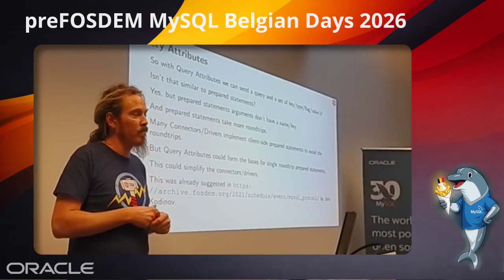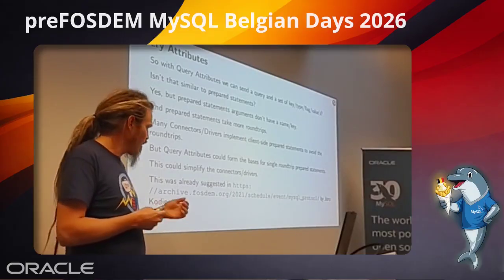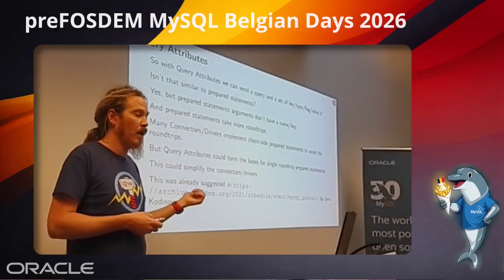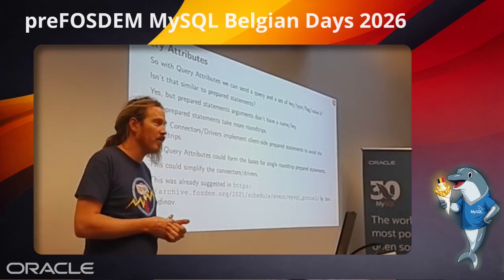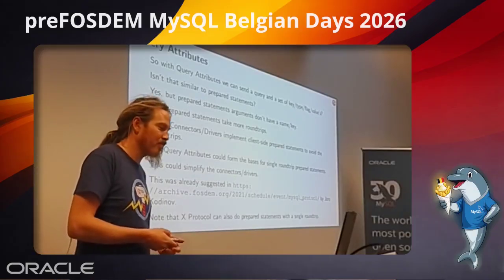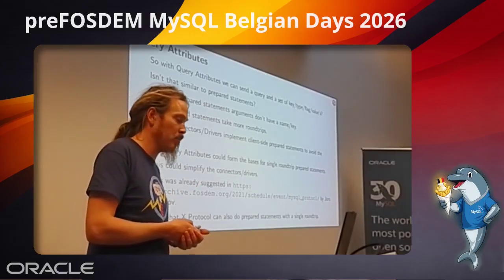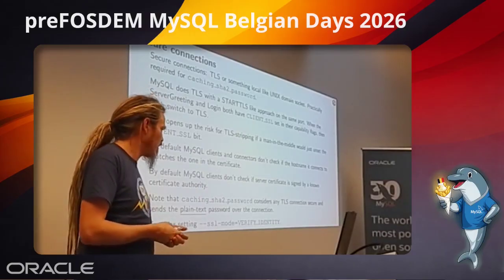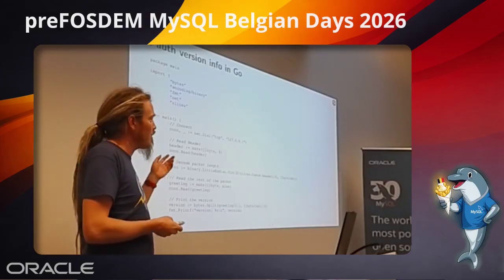once. With MySQL, you first need to send the statement, get back the ID of the query, and then in the next packet you send the ID of the prepared statement and the parameters, which isn't as efficient. So query attributes could maybe in the future be used to improve this. And this was already suggested in 2021 by Joro at FOSDEM. And note that X protocol can also do prepared statements with a single round trip.